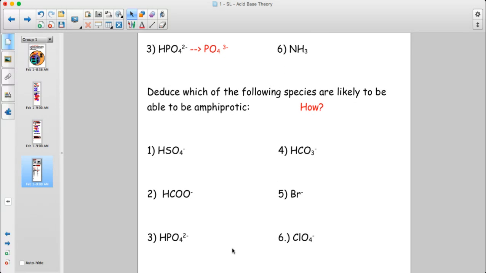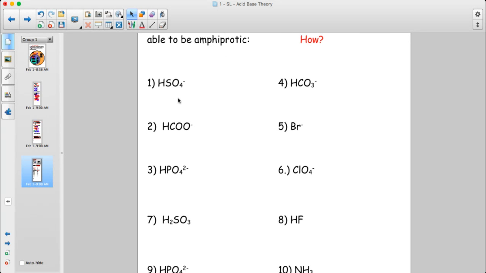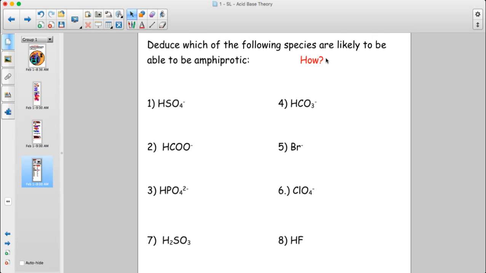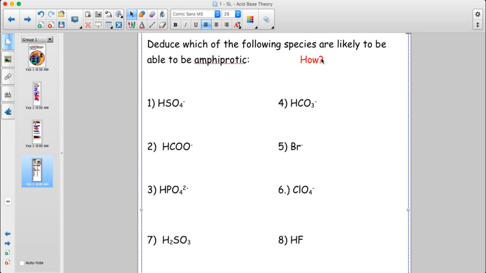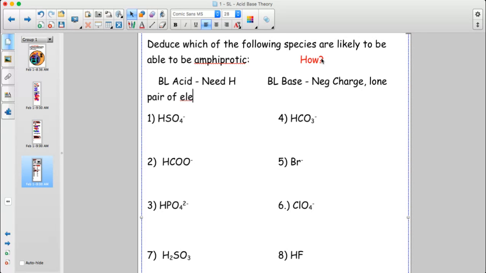And then the following is, which of the following species are likely to be amphiprotic? So things that can both gain and lose protons. Well, first of all, they have to have H's if they're going to be able to act like Bronsted Lowry acids. And if they are going to be a Bronsted Lowry base, then it's best if they have a negative charge. They don't have to have a negative charge, but they at least need to have usually a lone pair of electrons. That's going to help them out a lot. It's going to make them good at grabbing protons, good at accepting protons.